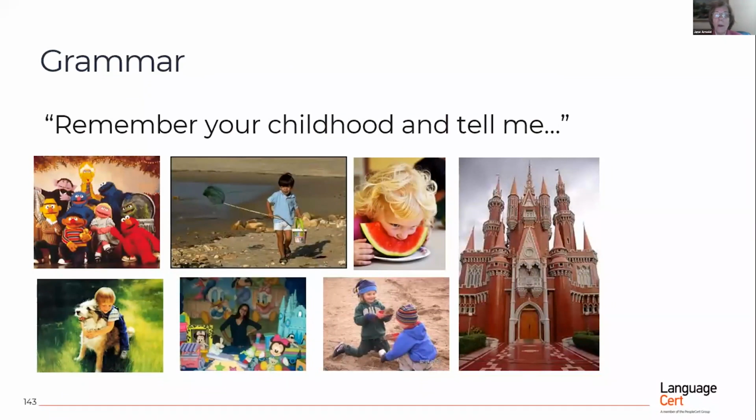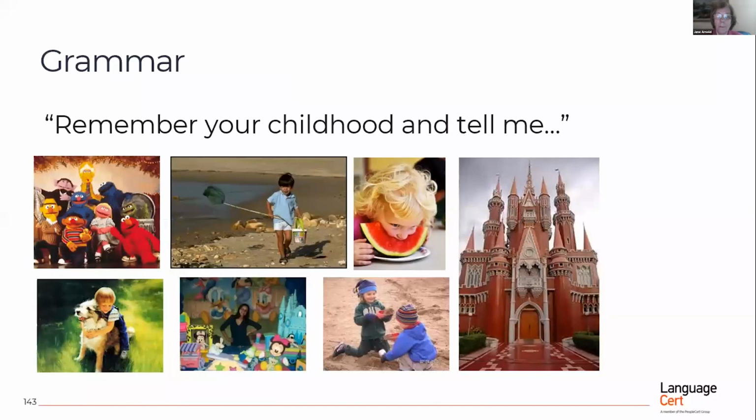Now, for grammar, also we can use images. Working with the past tense again, I tell students to write things down that they can think of about their childhood when they were young. Maybe toys, their favorite toys, if they had a pet, where they would go on vacations, what they like to eat, what would they do after school, and so forth.